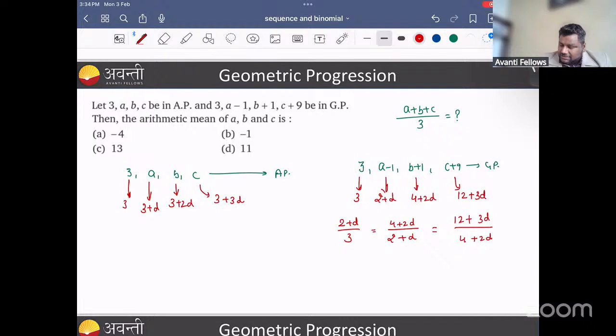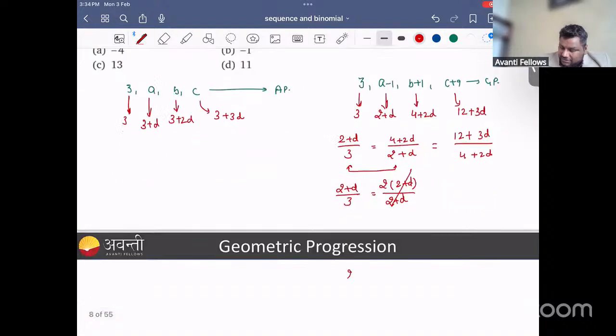Now see, this one equation is having one parameter only, that is D. So first of all, I'll take care of this. Got it? So it is (2 plus D) upon 3 is, if I take 2 common from the numerator, it is 2 times (2 plus D) upon (2 plus D). This is cancelled. That means (2 plus D) upon 3 is equal to 2. That means D equals 6 minus 2, 4.